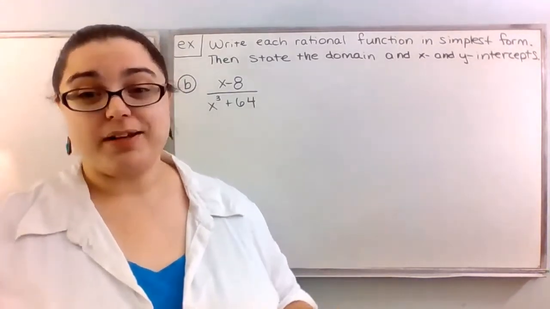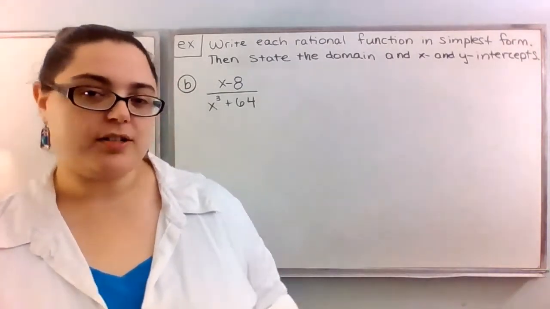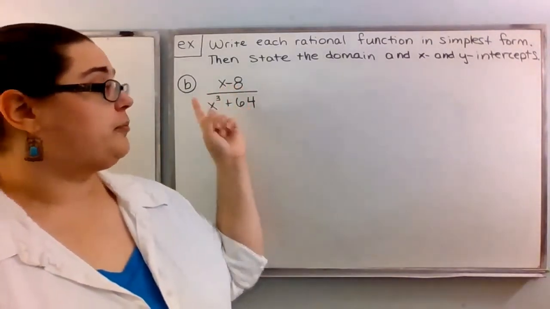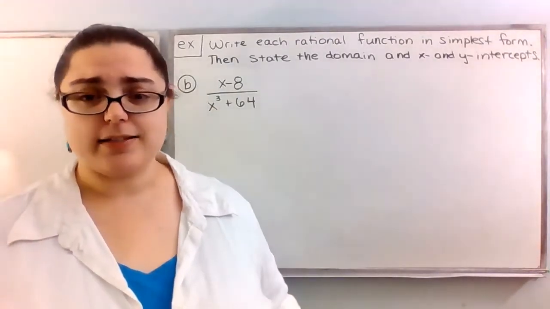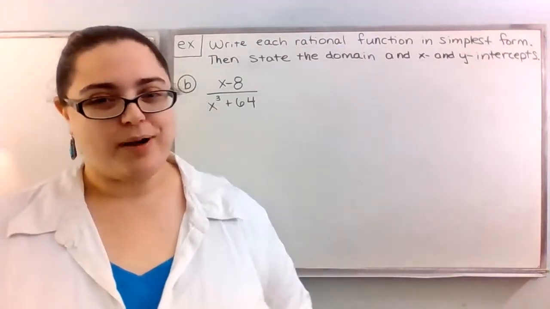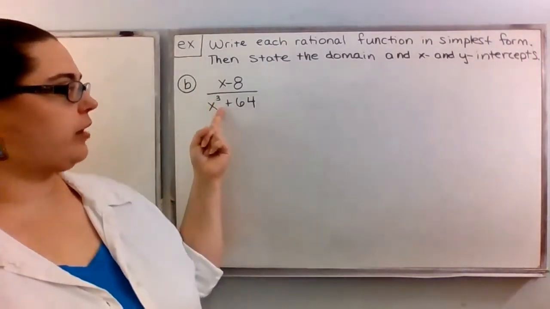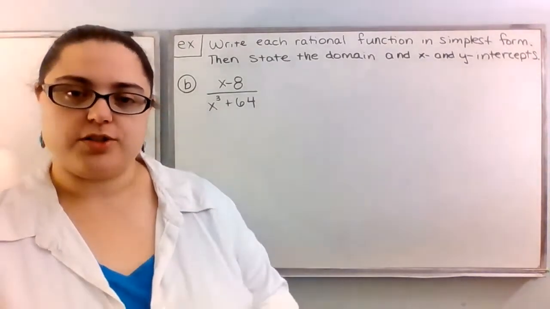So the good news is my numerator is a linear polynomial and my denominator is cubic. So there's nothing up top that I have to factor because the only common factor is 1 between x and 8. Also, this is a proper rational function because the degree of the top is smaller than the degree of the bottom. So this one would be an example of a proper rational function.